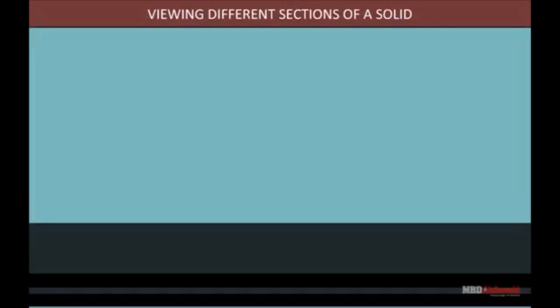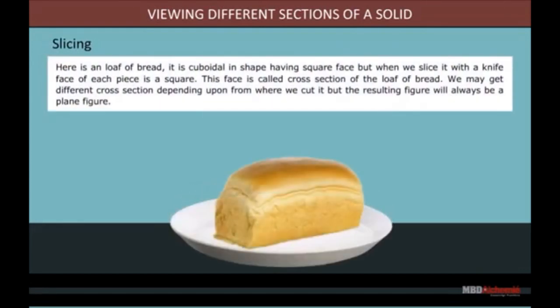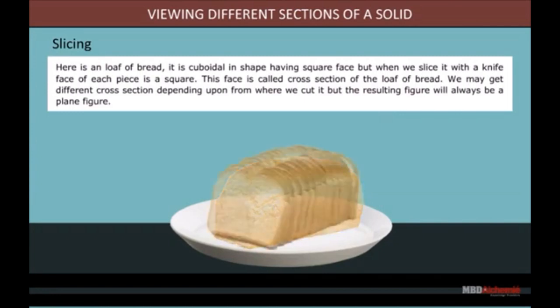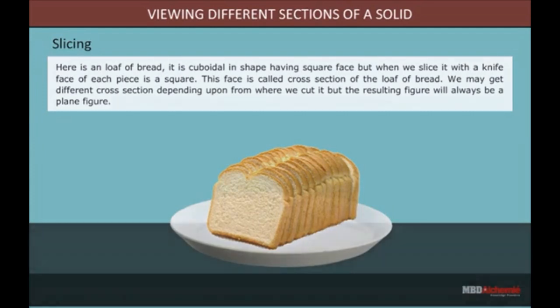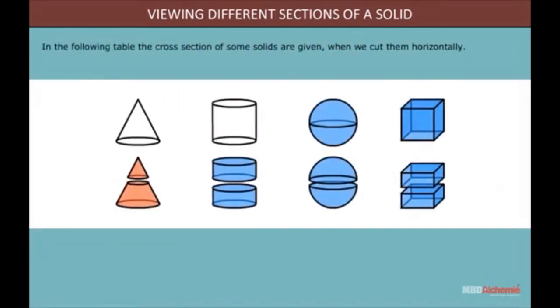Viewing different sections of a solid. Slicing. Here is a loaf of bread. It is cuboidal in shape, having square faces, and when we slice it with a knife, the face of each piece is a square. This face is called the cross-section of the loaf of bread. We may get different cross-sections depending upon where we cut it, but the resulting figure will always be a plane figure. In the following table, the cross-sections of some solids are given when we cut them horizontally.